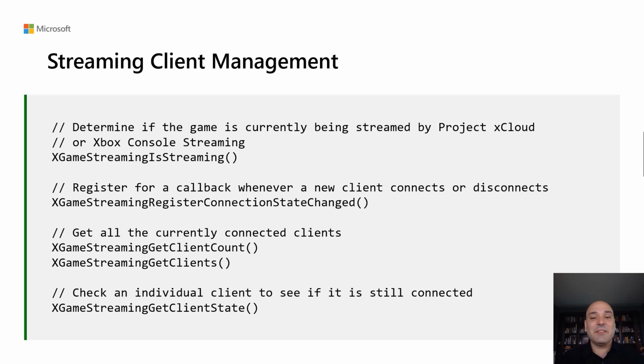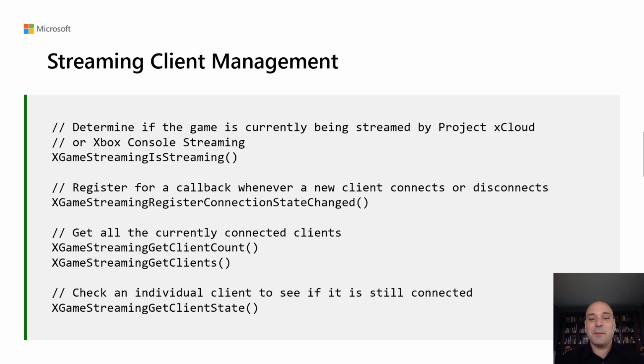The most fundamental thing you're going to want to do when you're playing with the CloudAware SDK is detect that someone is connected to your stream and they're now streaming your game. And that's where the streaming client management APIs come into play. The most fundamental of these is xGame streaming is streaming, which returns true if anyone is currently streaming your game.